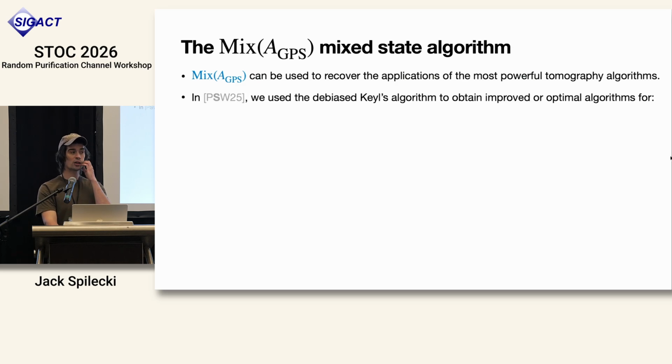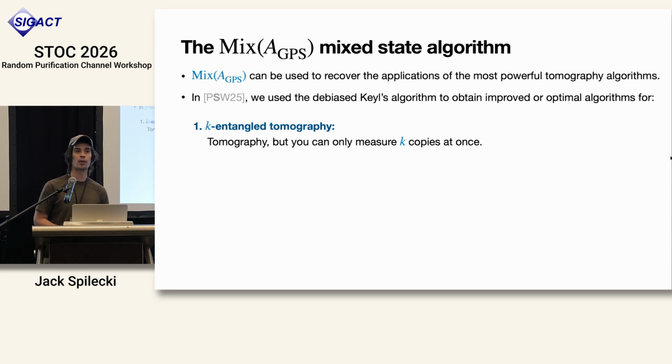So in particular, I'll just talk briefly about 3 applications that in previous work, John Angelos and I used one of these representation theoretic mixed state estimators, which we called the debias-Cowles algorithm, to obtain improved or optimal algorithms for these problems. So these 3 problems were, well, the first one was K-entangled tomography. This is tomography, but you're restricted to only measuring K copies at once. And so what this problem studies is the trade-off with sample complexity and the strength of your measurements.